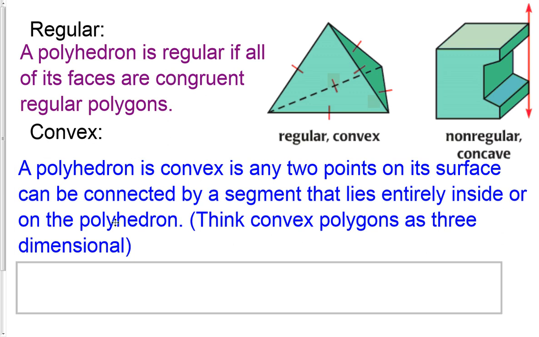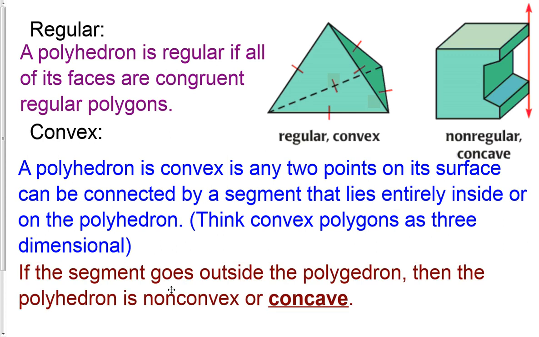So a polyhedron is convex if any 2 points on its surface can be connected by a segment that lies entirely inside the polyhedron. Kind of like the diagonals idea, but in 3 dimensions. So again, think convex polygons as 3-dimensional. Cave, usually we can make a cave. That's typically true with concave. If a segment goes outside, then the polyhedron is non-convex or concave.